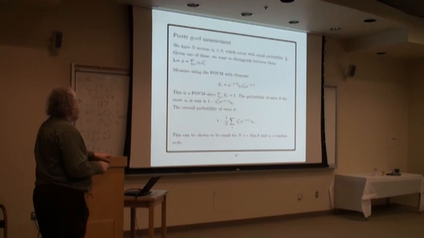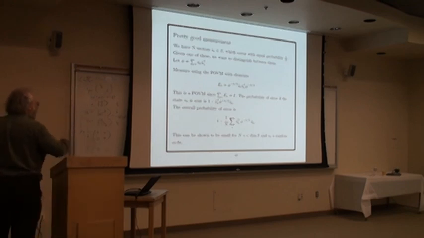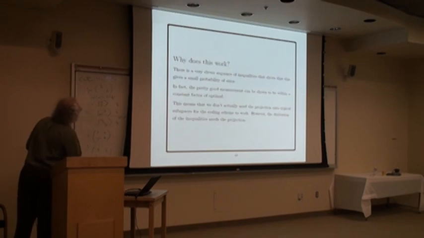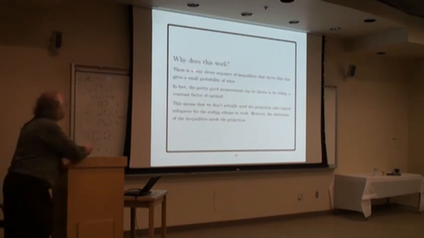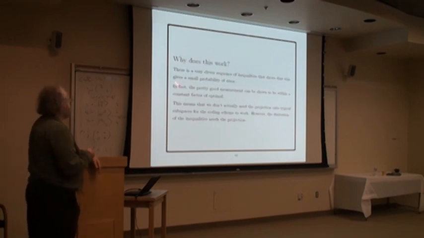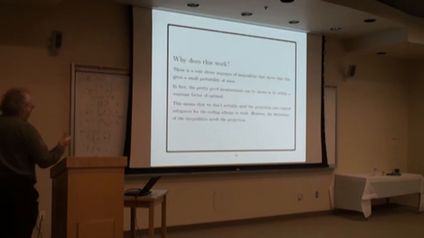And there's this beautiful sequence of inequalities that shows that this is small if n is substantially less than the dimension of S, and u sub i is a random code. So why does this work? Well, it's a very clever sequence of inequalities. In fact, a pretty good measurement can be shown to be within a constant factor of the optimal measurement. So the probability of error of a pretty good measurement is no more than some constant times the probability of error of the optimal measurement. That means we didn't really need to project on the typical subspaces at all for the coding scheme to work. But if you look at the derivation of these inequalities, we need to do the projection to make the inequalities work.